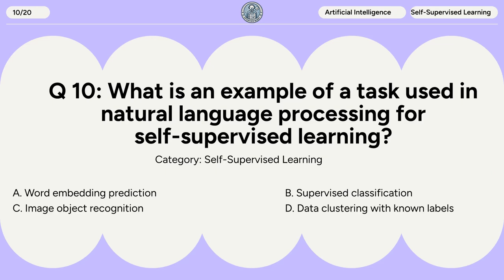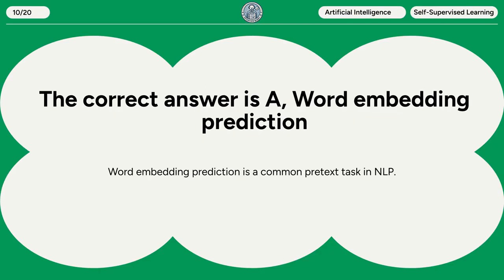Question 10. What is an example of a task used in natural language processing for self-supervised learning? A. Word embedding prediction. B. Supervised classification. C. Image object recognition. D. Data clustering with known labels. The correct answer is A. Word embedding prediction. Word embedding prediction is a common pretext task in NLP.